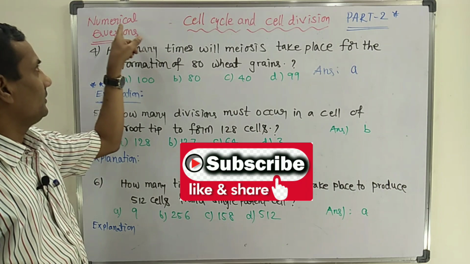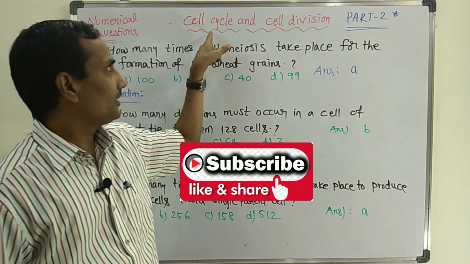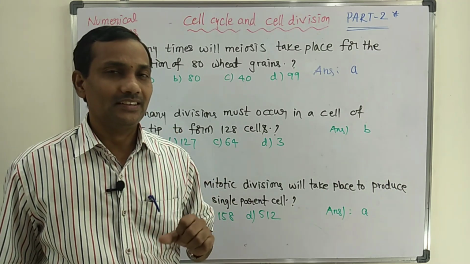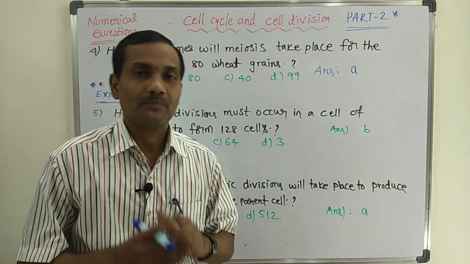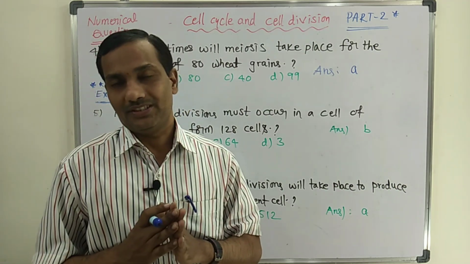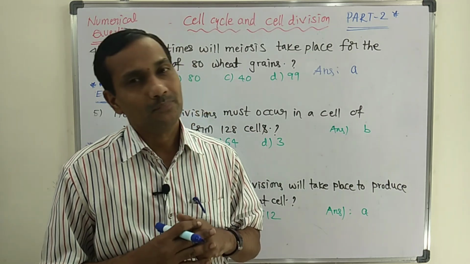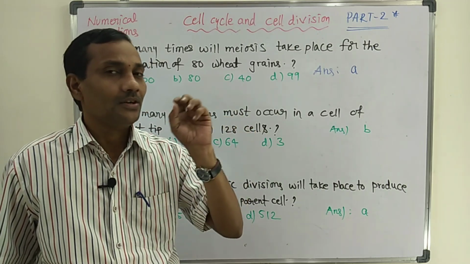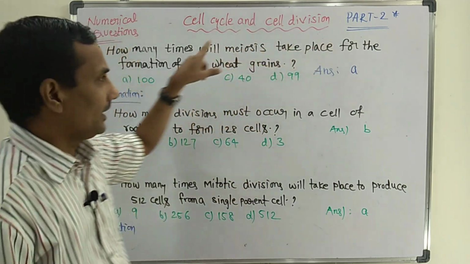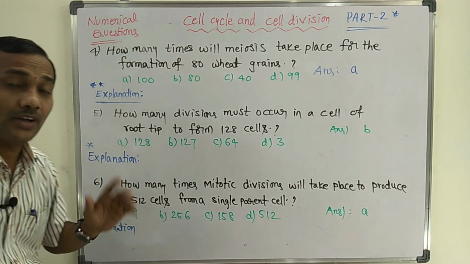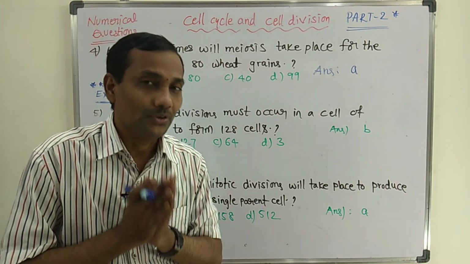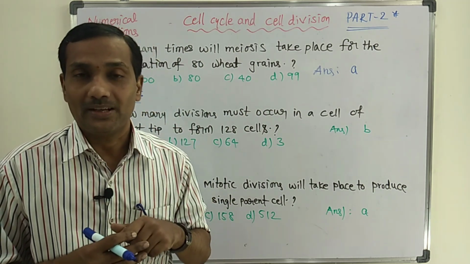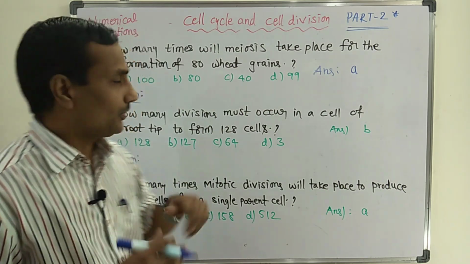Now, I am going to explain numerical questions related to cell cycle and cell division chapter. Final NEET and final MSET exams are asking numerical questions, especially from mitosis and meiosis. It is the part 2. Already in part 1 we discussed a few numerical questions. Now in part 2, I am going to explain how to solve some more numerical questions. Which type of formula we have to use for different types of numerical questions is very important.